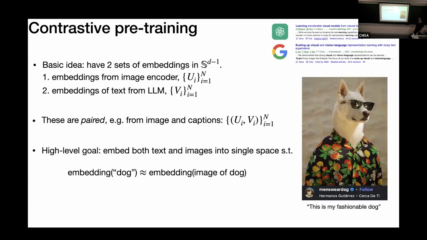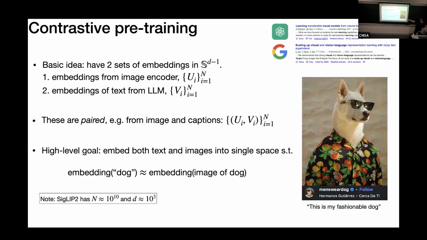What do you want to do with all this data? Well, the high-level goal is that you would like to embed both of them on the same space so that the corresponding image and text are close to one another on the sphere. Okay, this is kind of a natural goal. So for instance, you want the embedding of the word dog to be close to the embedding of an actual image of a dog.